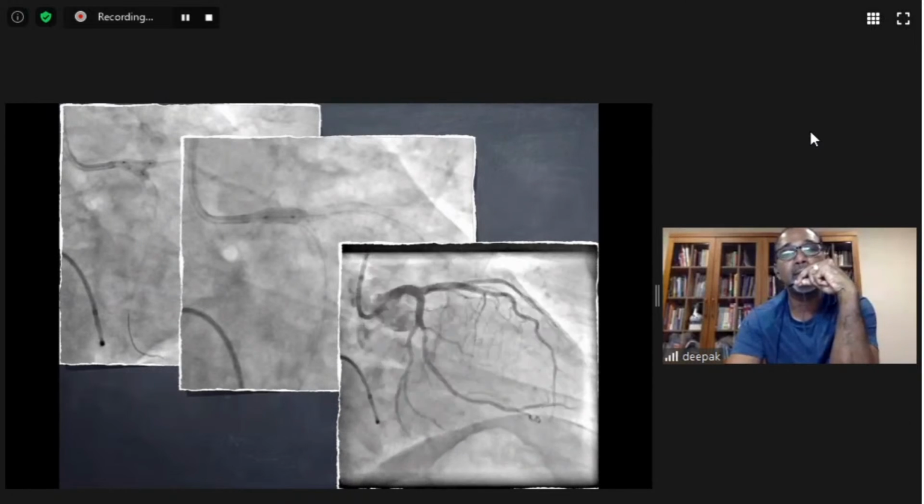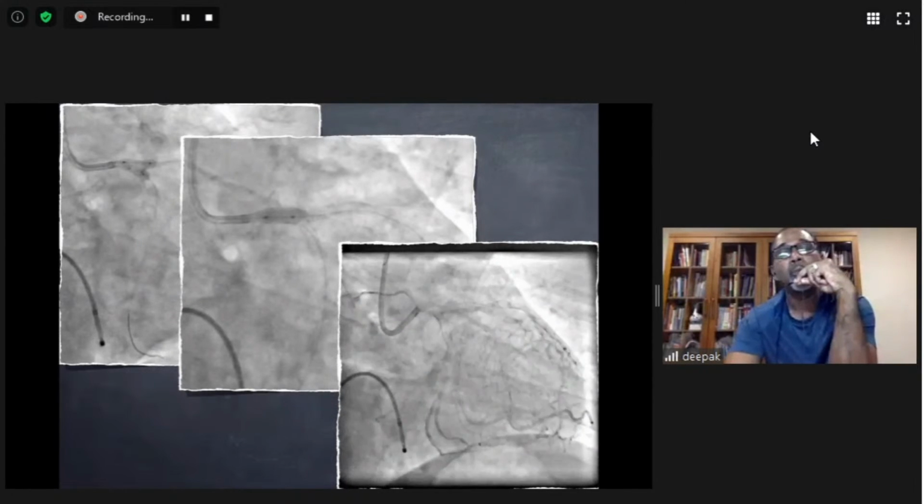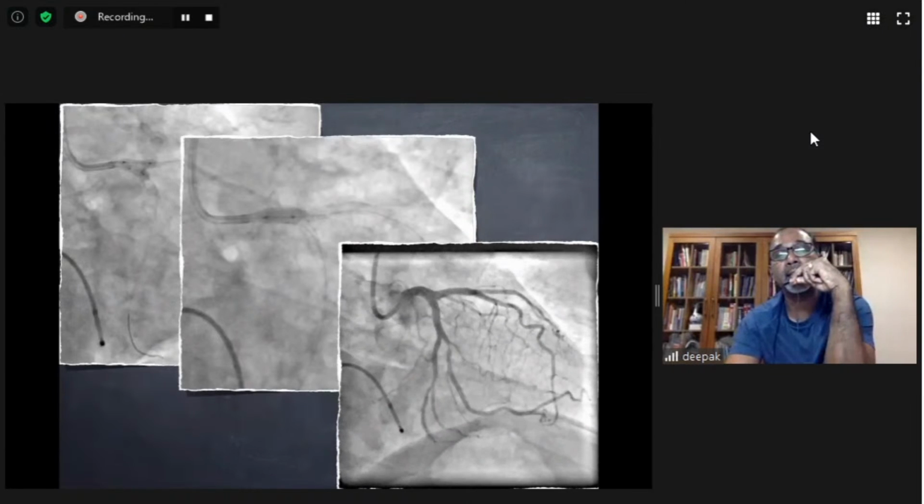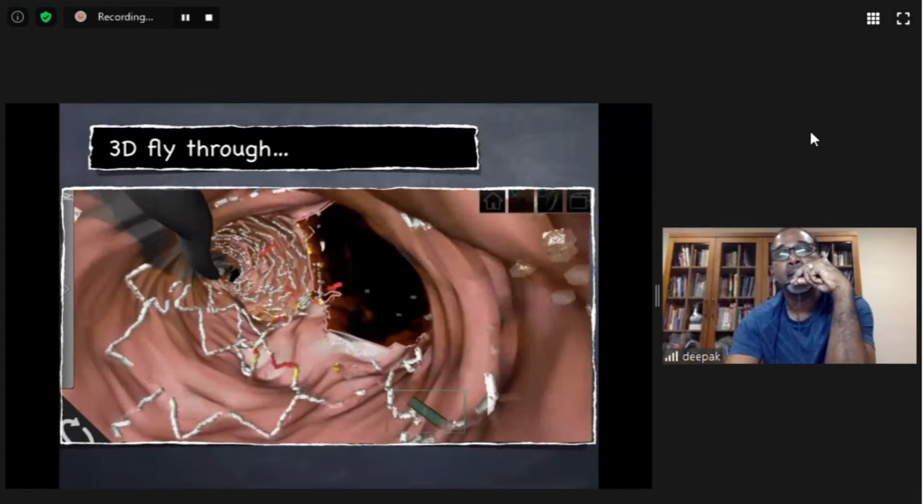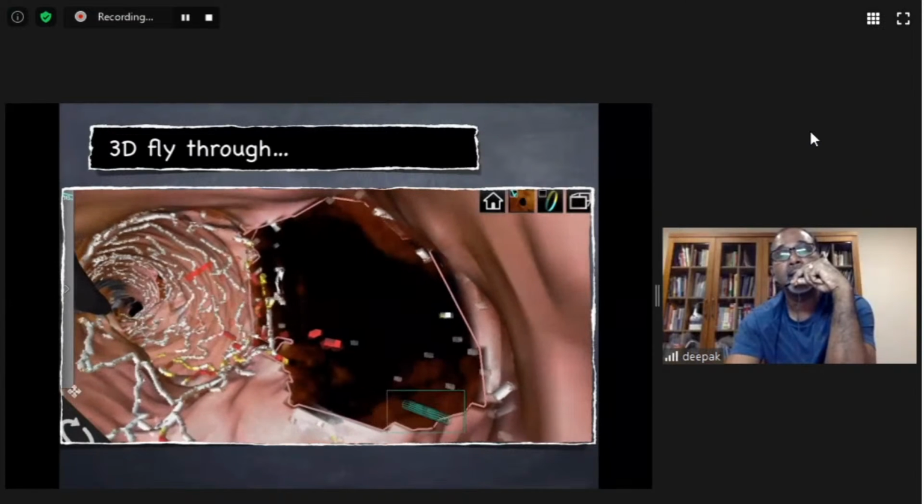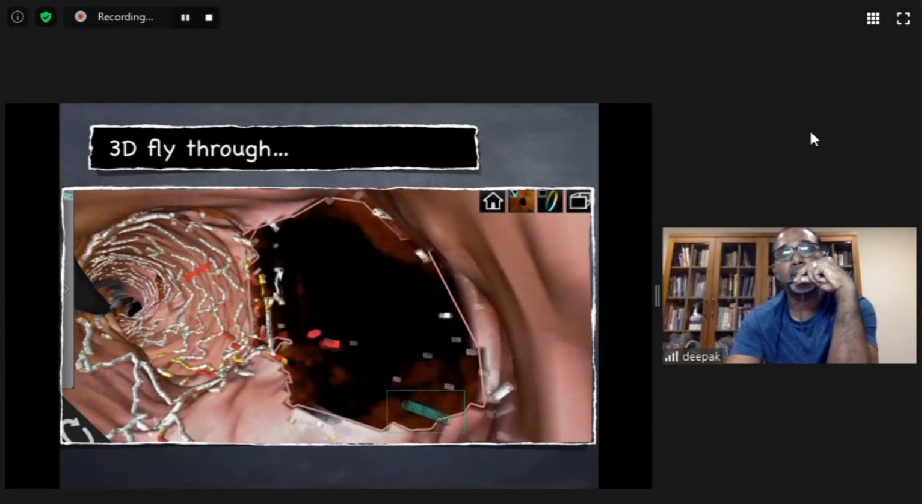And following that, we did the kissing balloon dilatation, proximal optimization with a 5 millimeter balloon, and angiographically you could see that the image is looking good. There is good flow in the circumflex as well as the left anterior descending artery, and this is a 3D fly-through image that makes us understand that the side branch is looking good.